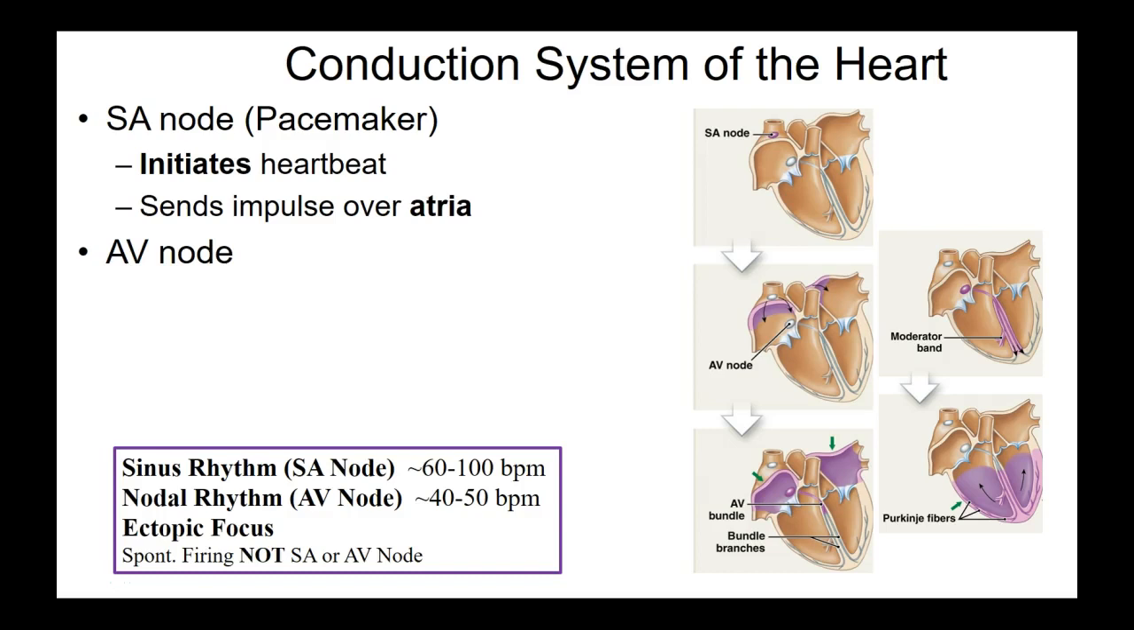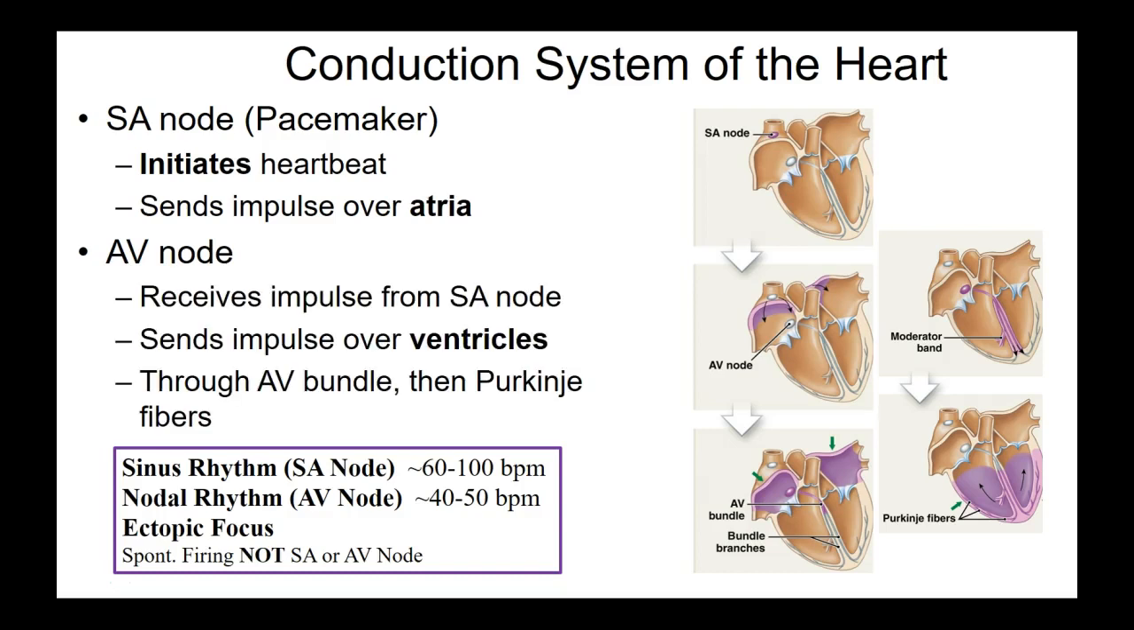Okay? If you have something called an ectopic focus, this is basically where some cardiac muscle tissue is spontaneously firing. So some tissue over here suddenly depolarized to cause an electrical signal coming from an area other than the SA and AV node. Is that a problem? You bet it is. Right? So that's an ectopic focus.